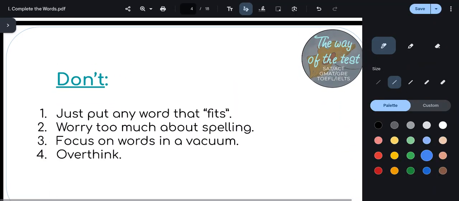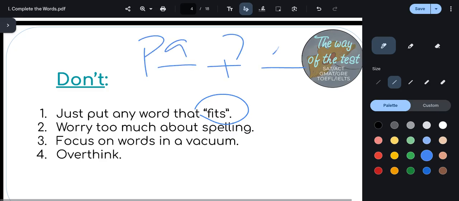Okay, things you don't want to do: don't just put any word that fits. So again, sometimes you are going to see paper, right? And it fits. Okay, but just because it fits, don't put it. It depends on the context. Of course, if you're running out of time or if you're nervous and this is your exam, you're kind of allowed to put any word that fits because you just want to get it out of the way. But when you're studying, when you're doing homework, when you're practicing, take your time, okay? Like actually squeeze your brain. Don't just put any word because it fits.